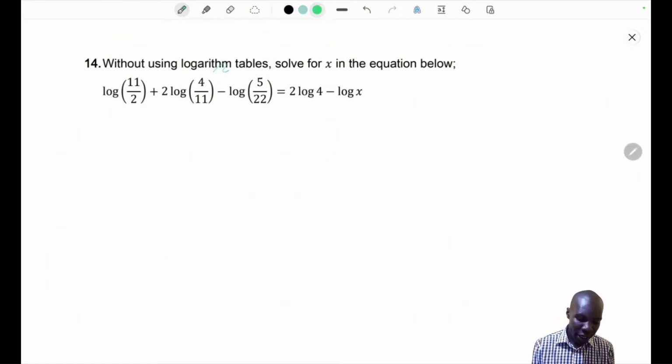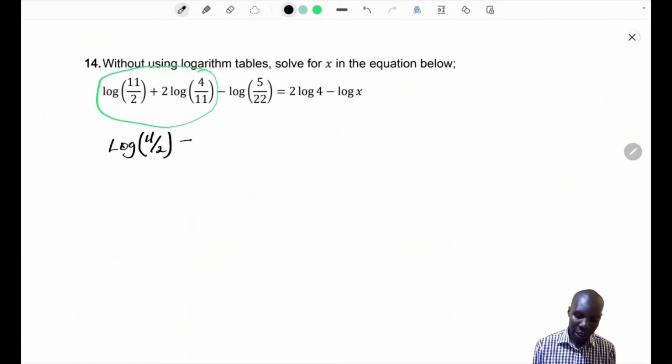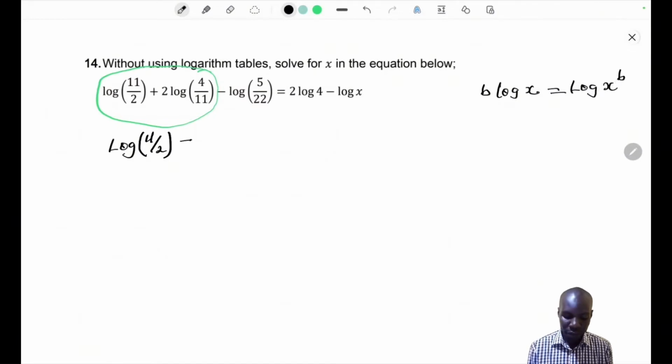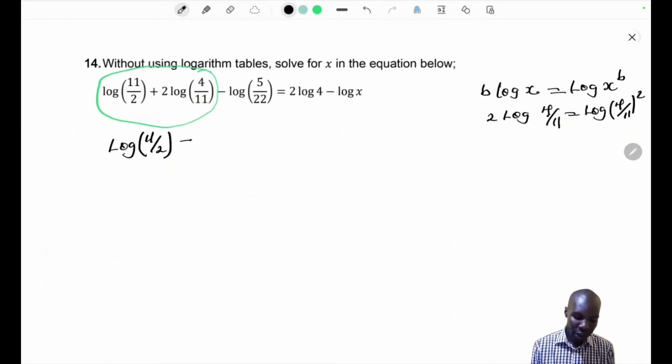So we can begin with the first two. This is the same as log of 11 over 2 minus, remember if you have got b log of x, this can be written as log of x to power b. So if we have got 2 log of 4 over 11, we must know that that can be written as log of 4 over 11, everything to power 2. So this will give me log of 4 over 11 to power 2.